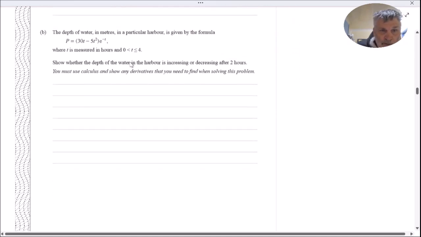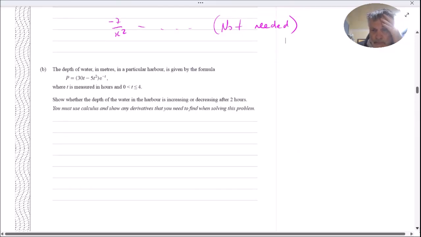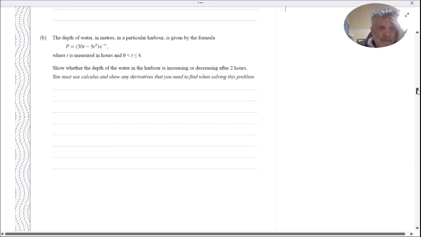Part B. The depth of water in meters in a particular harbour is given by the formula P equals (30t minus 5t squared), all of that times e to the power of minus t, where t is measured in hours and 0 is less than t less than 4. Show whether the depth of the water in the harbour is increasing or decreasing after 2 hours.